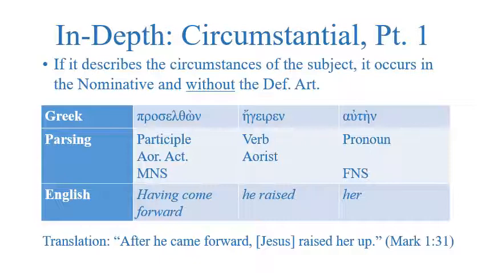Pros elthon egeiren autein. Pros elthon is our participle in the aorist active and the masculine nominative singular. It's describing what the subject, in this case Jesus, did before the main verb. And so we can translate it, after he came forward, Jesus raised her up. The circumstance in this case is Jesus coming forward, and the main verb is him raising her up.